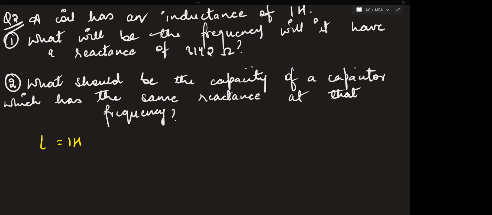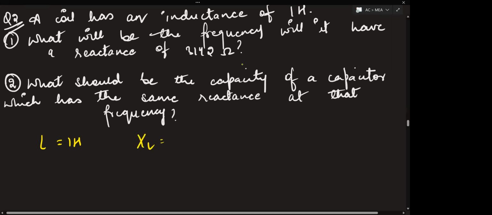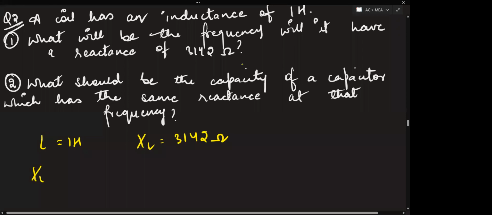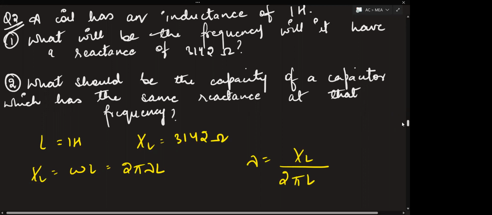Okay. So let's discuss this. See, L is given as 1 Henry, XL is given as 3142 ohms. Frequency is unknown. XL is equal to omega L, which is equal to 2 pi nu L. From here, frequency will be equal to XL divided by 2 pi L. So frequency's calculation is easier.